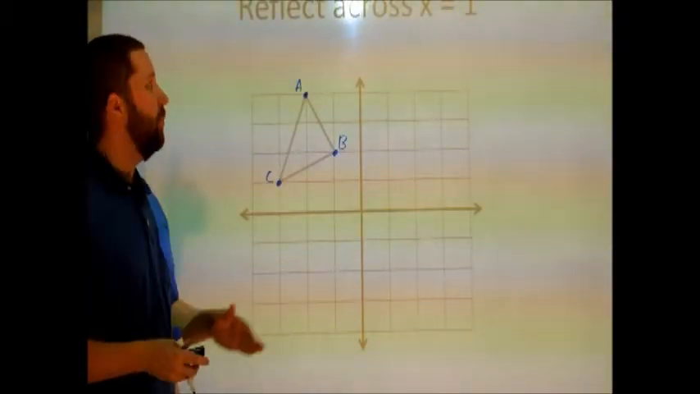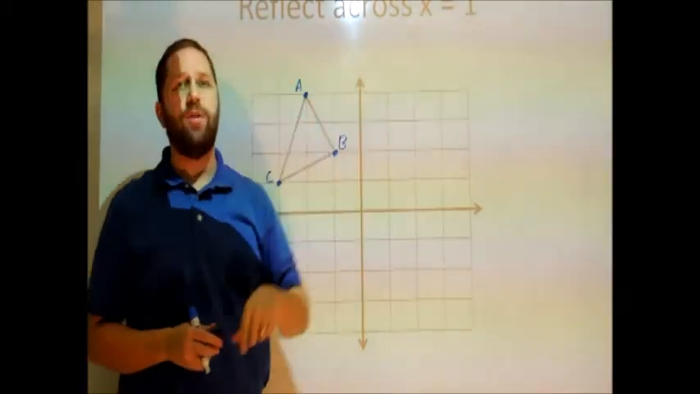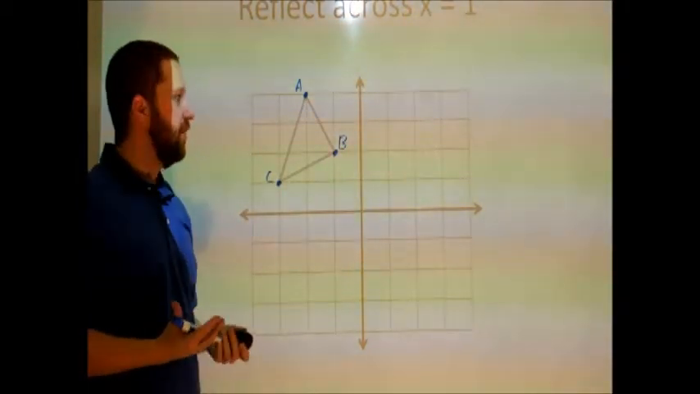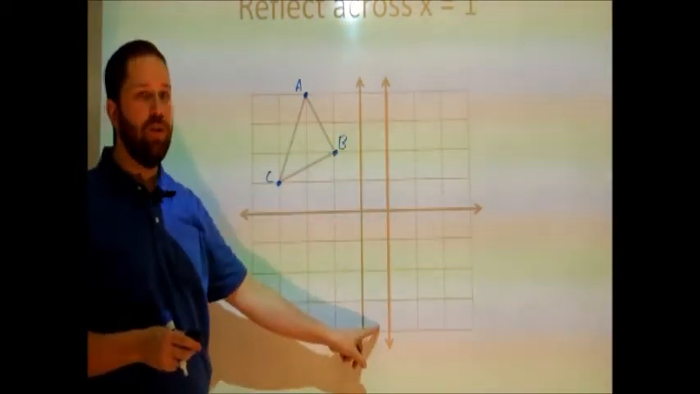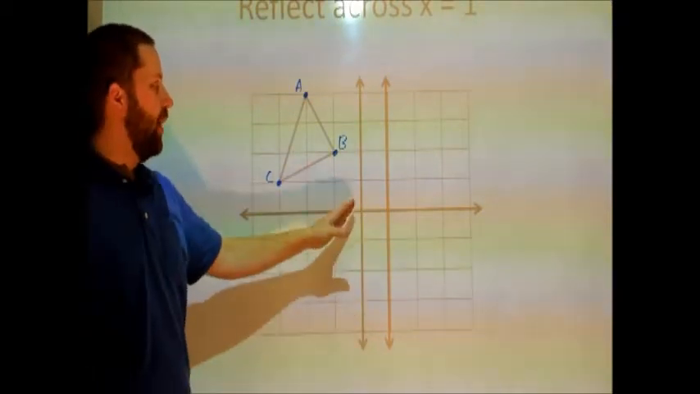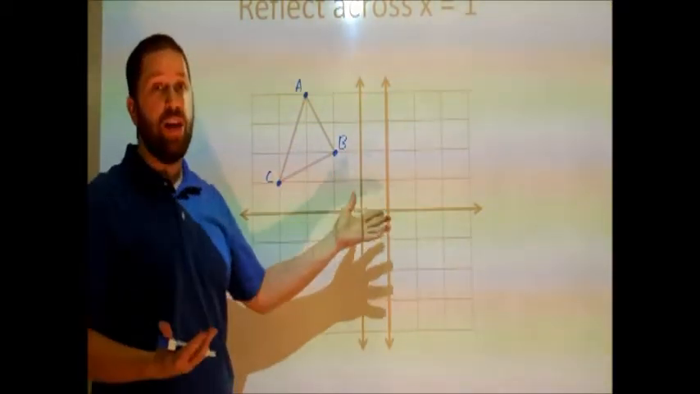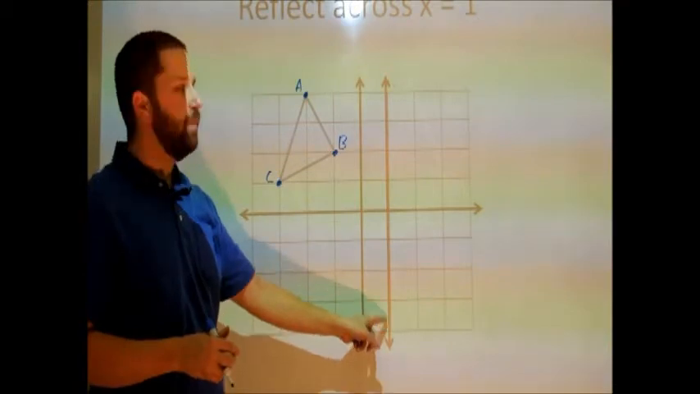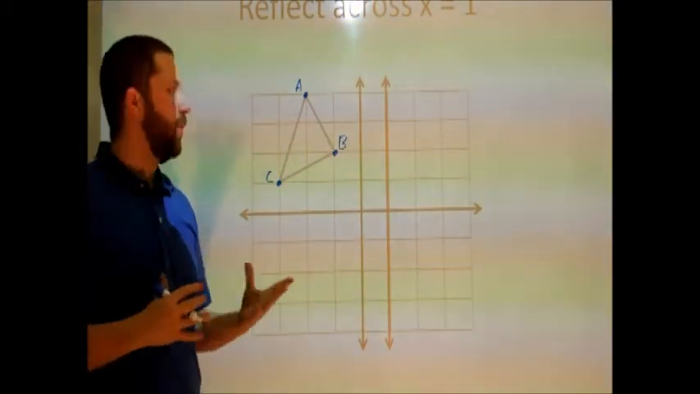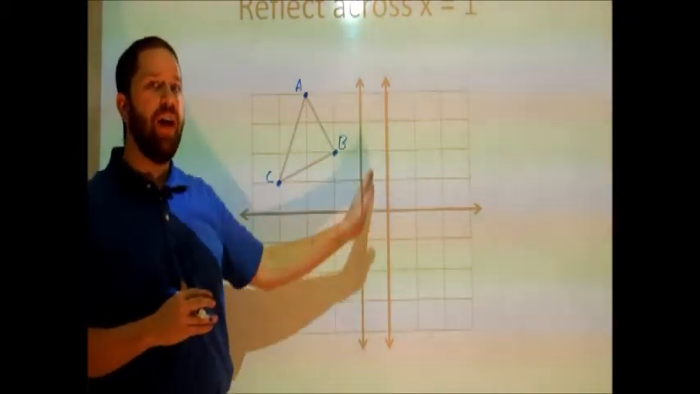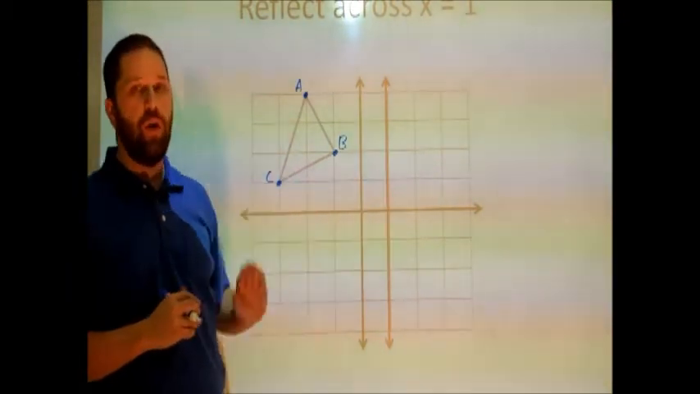Okay, for this example, we're going to reflect across x = 1. X = 1 is a line that goes vertical through x is 1. So no matter what values of y I pick, what's x? X is always 1. Okay? So to reflect on this, we're going to do the exact same way we did with the y-axis, except we're going to go over 1.